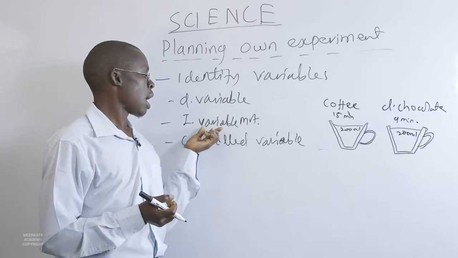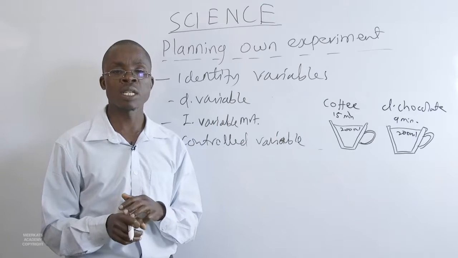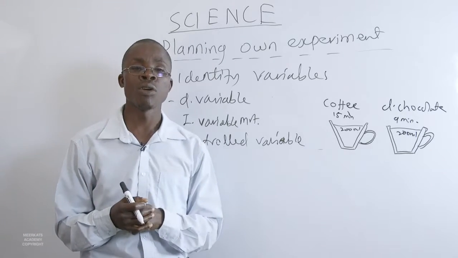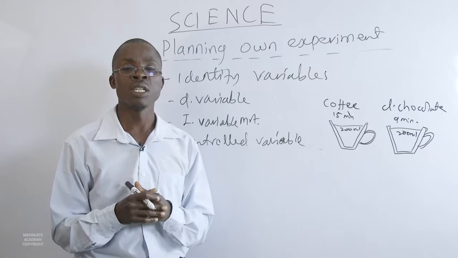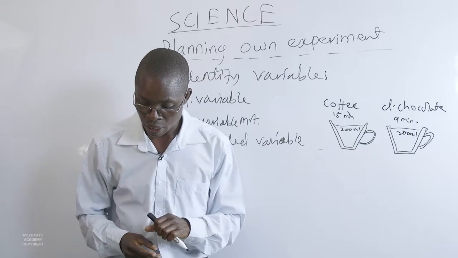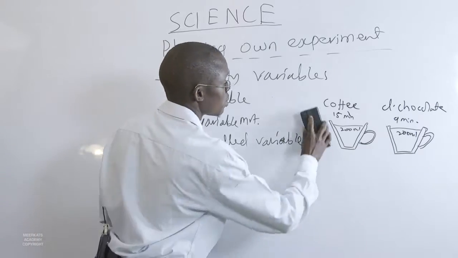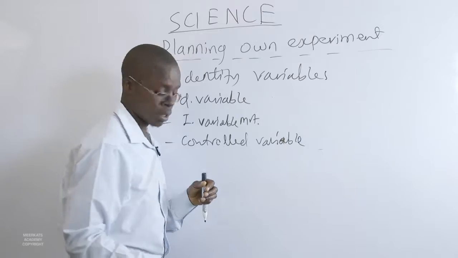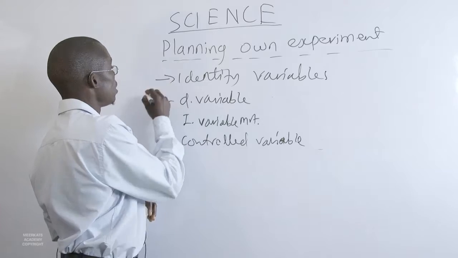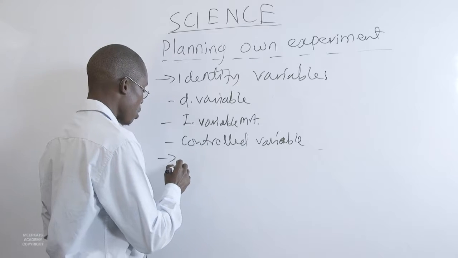Then lastly, identify the independent variable that is at play in that particular experiment. You will find that in most cases, not all cases, the independent variable is usually time. After having gotten all of this, you will have to develop a hypothesis. We are trying to plan our own experiment. So after you have done all of this and identified the variables, the second step is to develop a hypothesis.